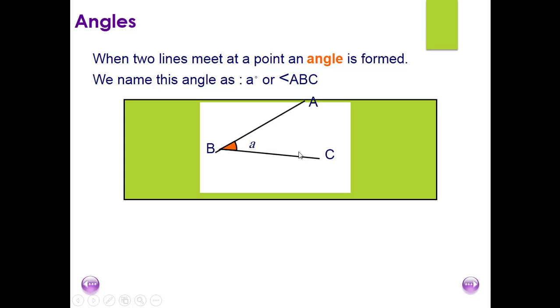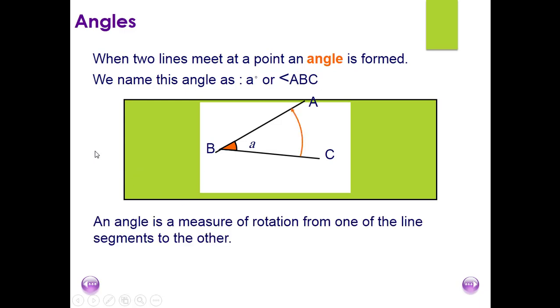These two lines, when they meet at a point, by the way, this point we call a vertex, and they form an angle. How can I call it? I can call it A or angle ABC. So an angle is a measure of a rotation from one of the line segments to the other one.